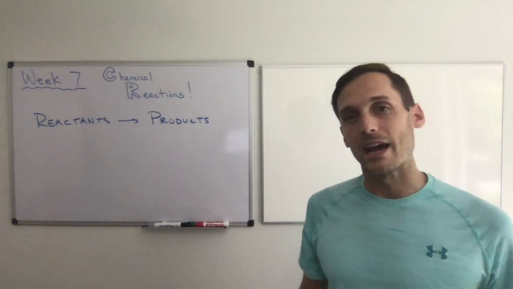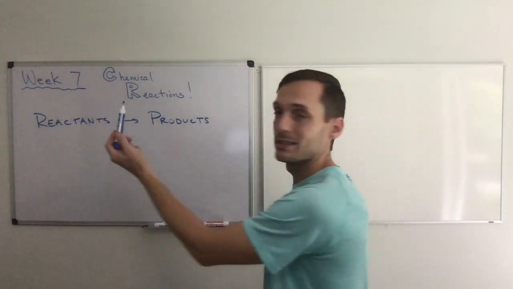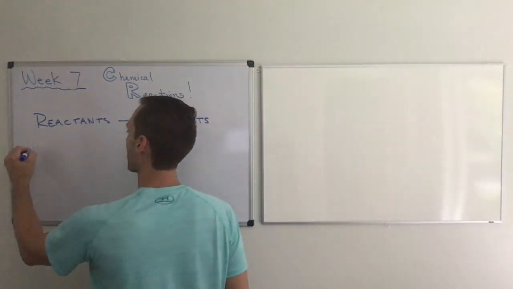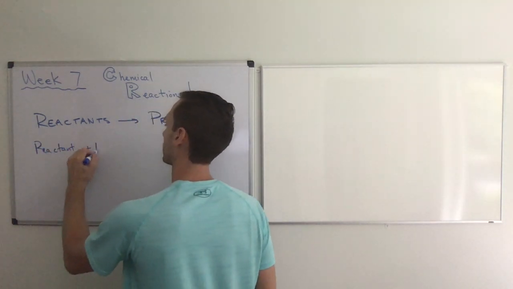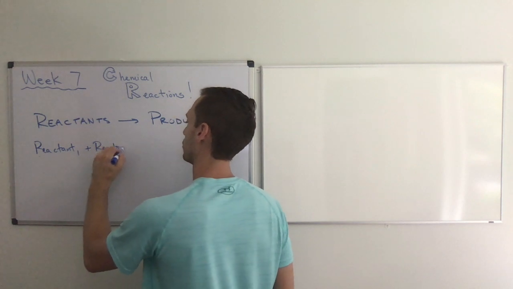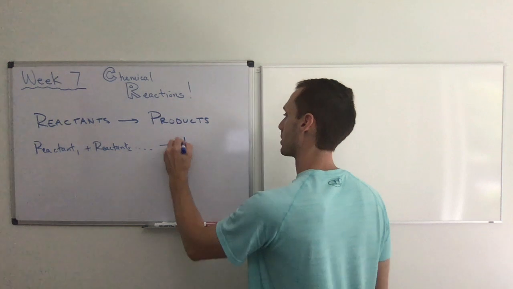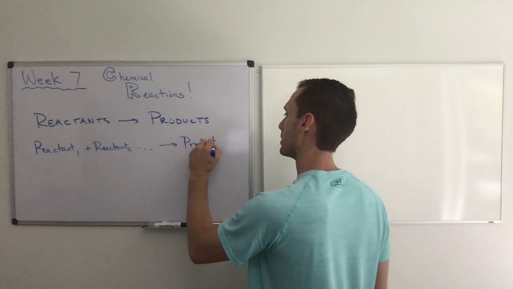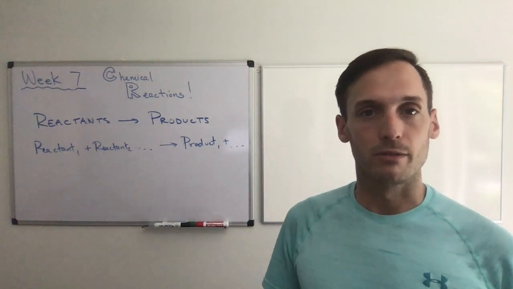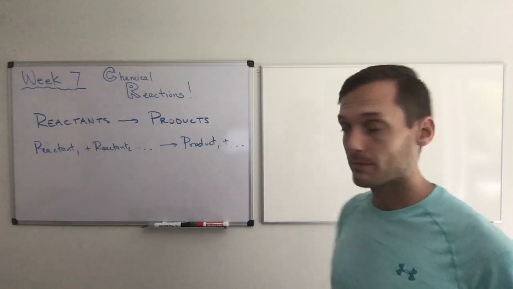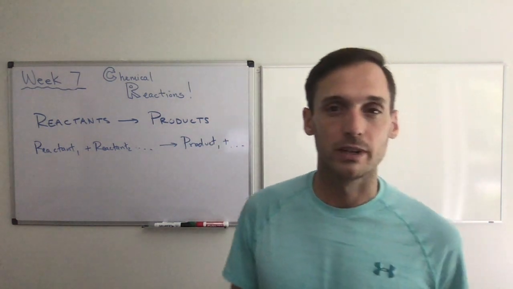Now what this in reality could end up looking like is that you have multiple reactants, multiple products, right? So you could have reactant 1 plus reactant 2, so on and so forth, going to produce product 1 plus product 2, product 3, for however many reactants and products you have, okay? So you've probably done that before. You've probably written chemical reactions.